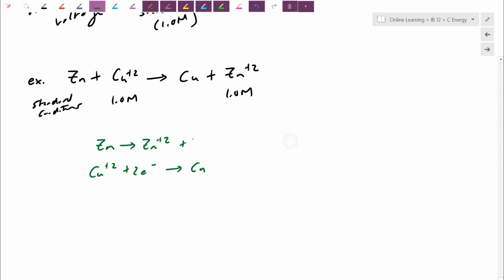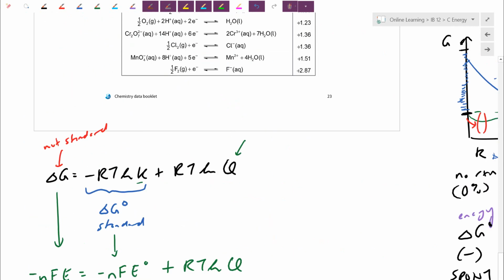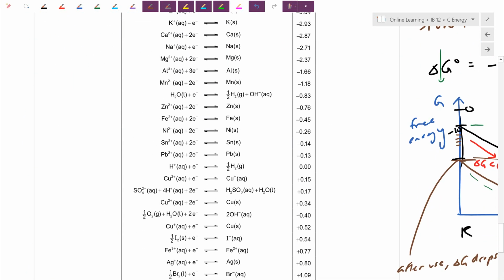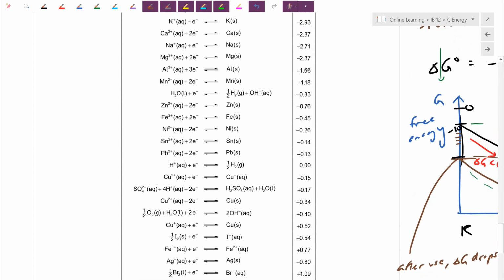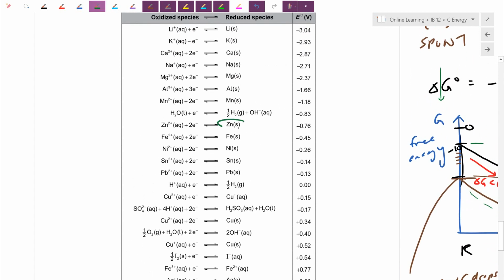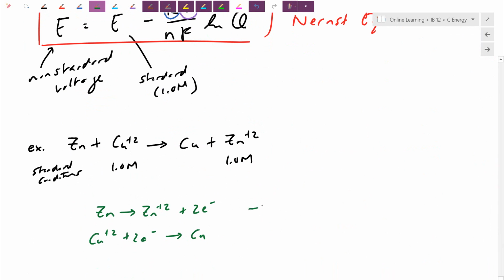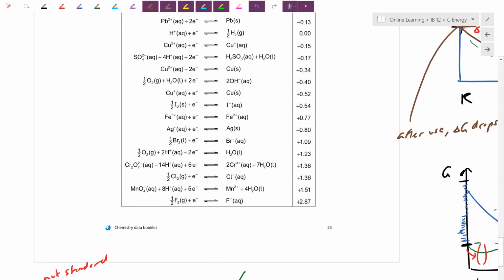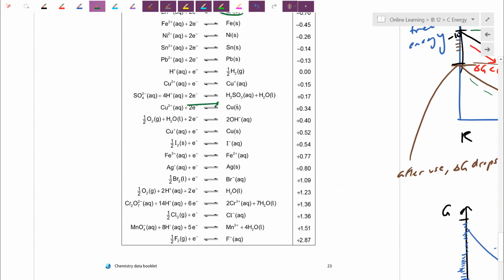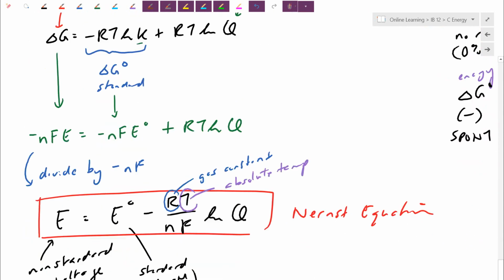We can go to our trusty table. Zinc is doing our oxidation, and this is written as a reduction potential going the opposite way, which is negative. If I flip it, it's going to be positive 0.76. So positive 0.76, that's an E naught. Copper 2 plus going to copper solid is going to the right, and this one is positive 0.34.